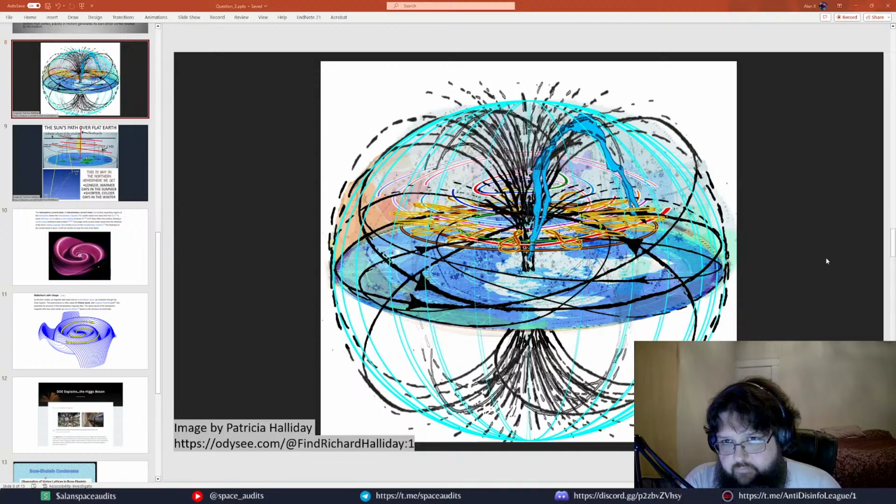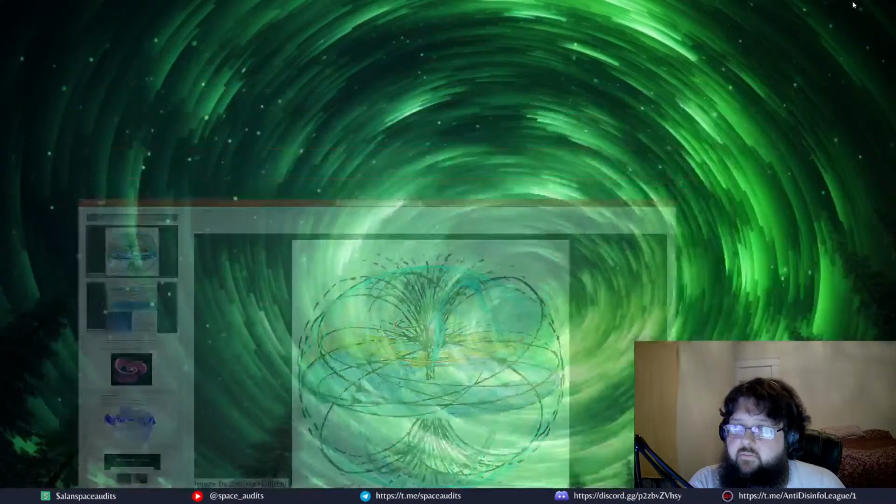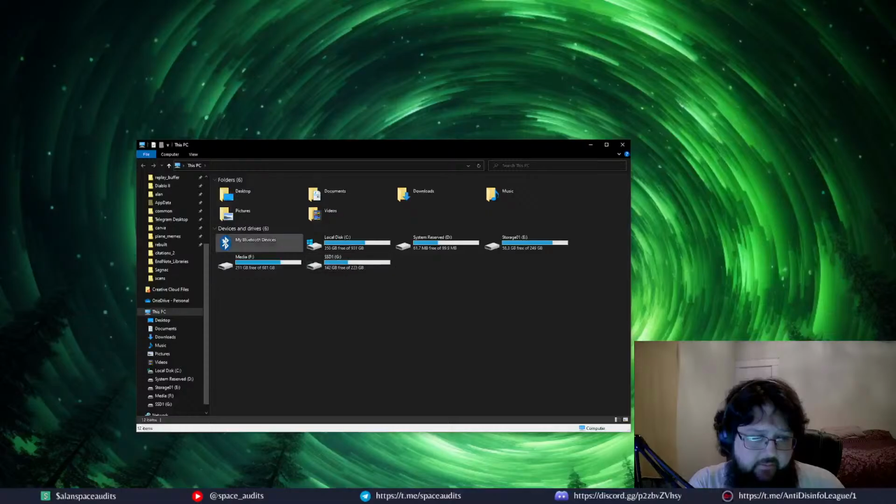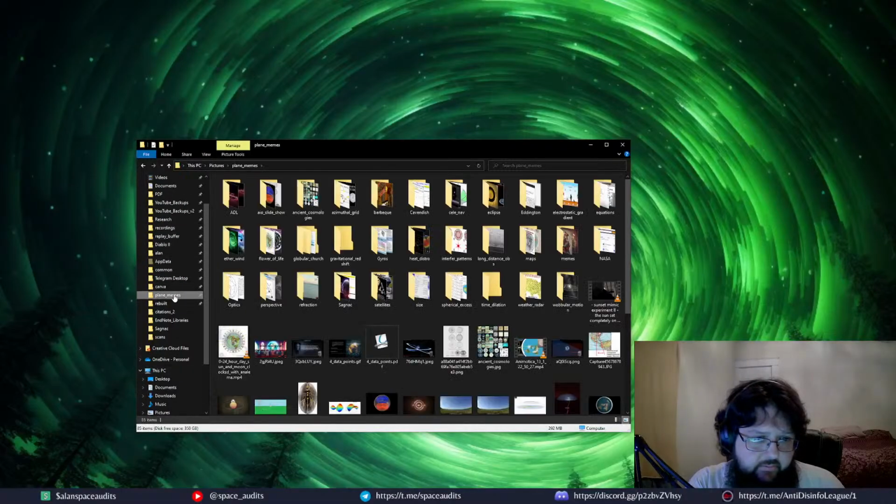It's got to be spinning like this, where here's one side of the Earth, here's another side of the Earth, and that's the rotation that we're getting. It's got to be some kind of very bizarre donut type of shape.